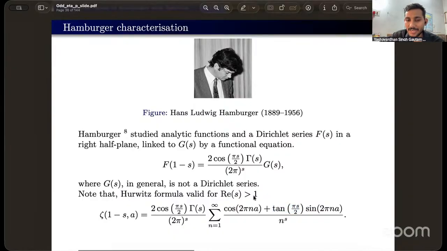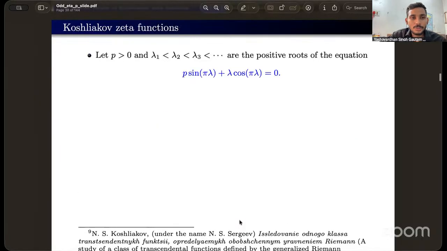So on the right hand side we have a non-Dirichlet series, but this isn't considered a good example because here we have a domain restriction: it is only valid for real part of s greater than 1. So this will not work as an example for this relation. So here comes the Koshlyakov zeta function. Koshlyakov gave these two pairs of zeta functions.